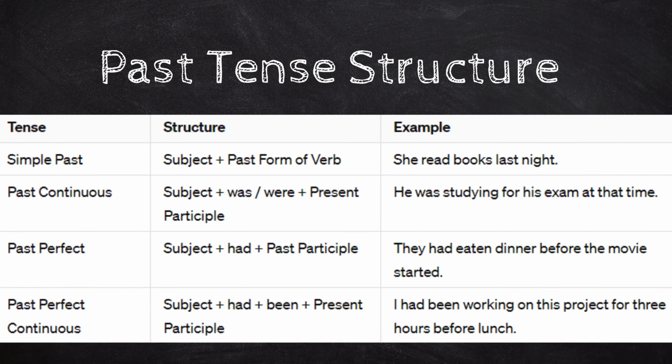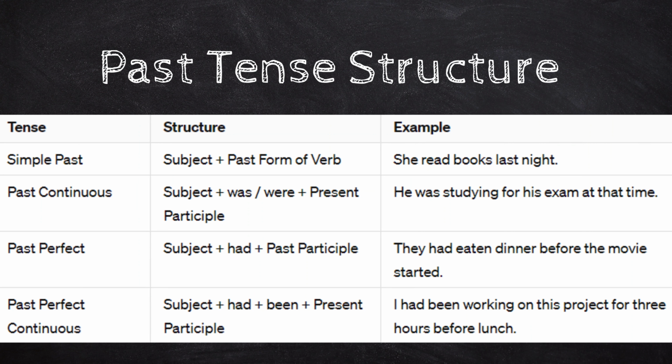Okay, past tense structure. The same way I gave you the structure for present tense, now I'm giving you the structure for the past tense. Simple past: subject plus past form of verb. She read books last night. Past continuous: subject plus was/were plus present participle. He was studying for his exam at that time.